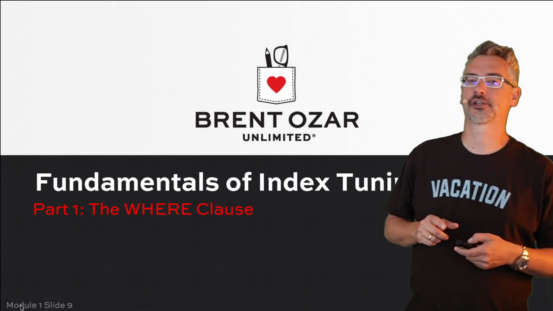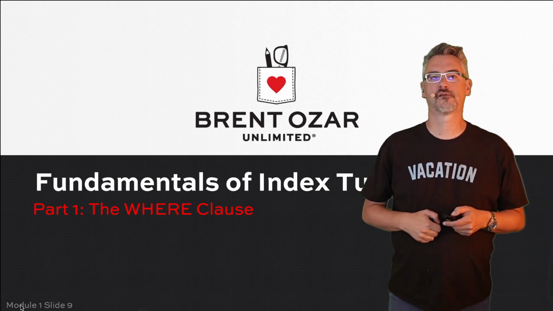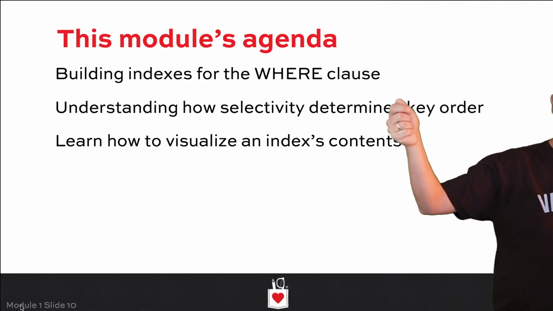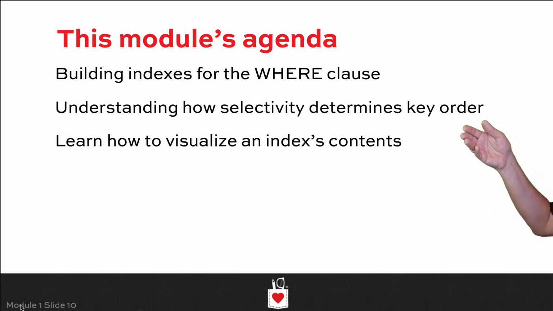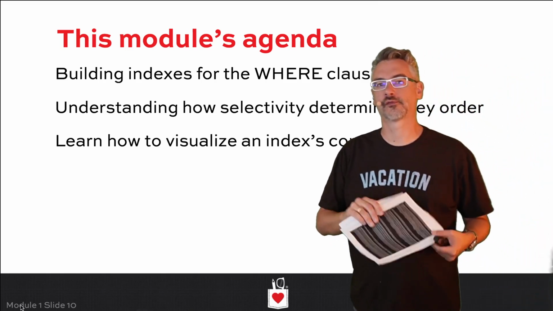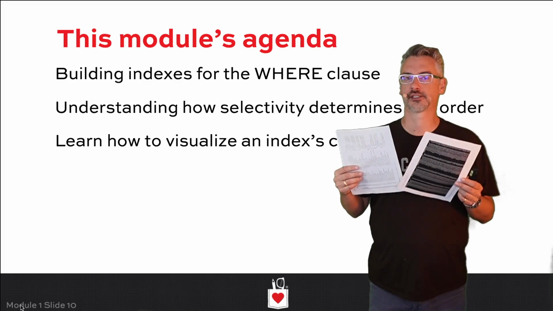In our first lecture, we're going to talk about how to design indexes for a query's where clause. We're going to build indexes for the where clause. We're going to determine how selectivity really affects key order. And I'm going to show you how to visualize an index's contents, because it's so helpful from How to Think Like the Engine to have the actual index contents in front of you.